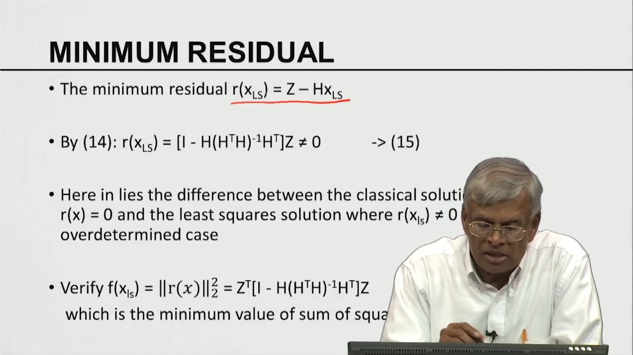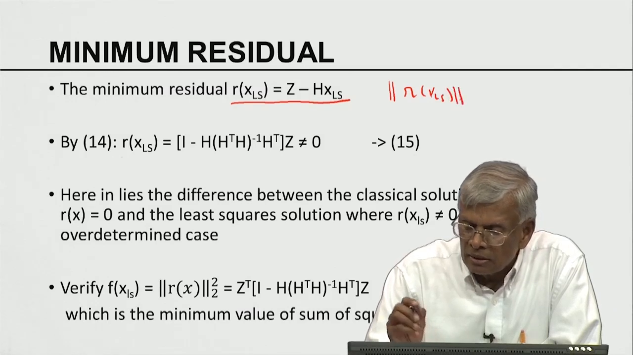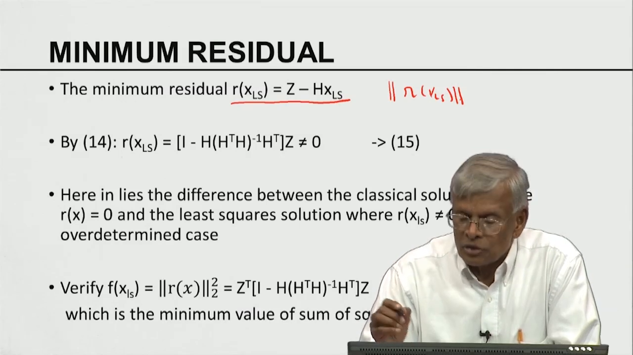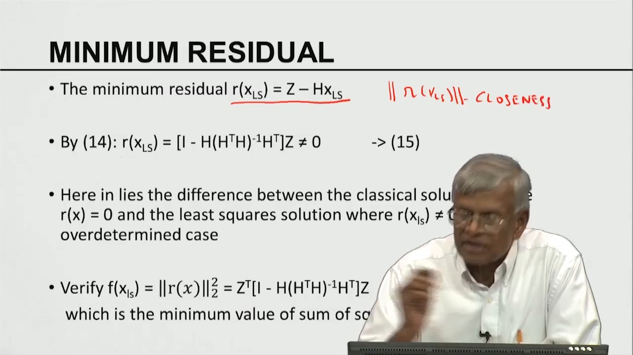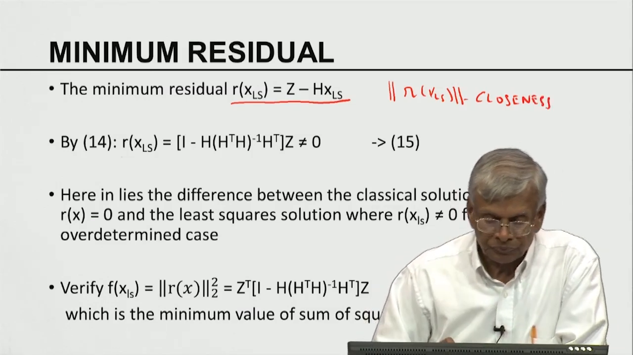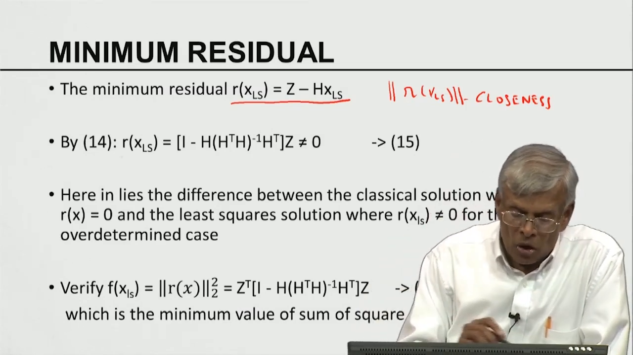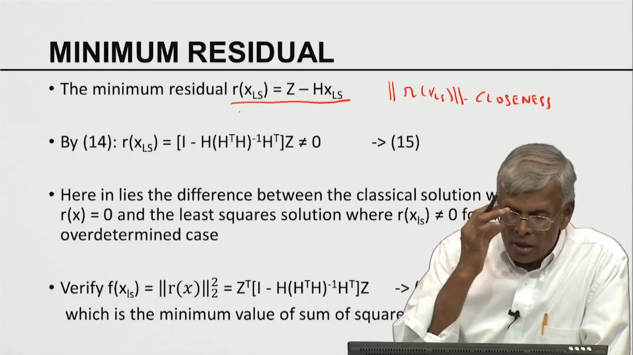We can readily compute the norm of this. So the norm of R of X_LS gives you the measure of closeness between the left hand side and the right hand side. And how do we show the residual is not zero?